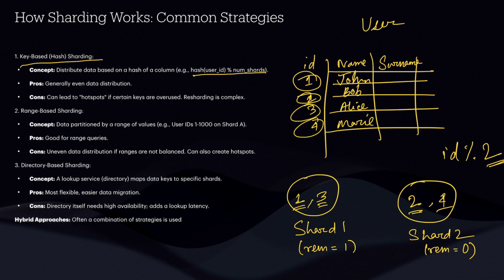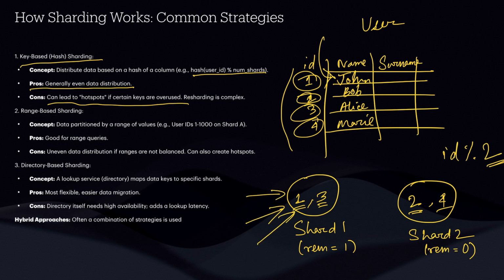Going by the pros, generally even data distribution, because we hash the keys and statistically that tends towards even distribution, but it can lead to hotspots. Let's say I query for the user John more. In that case, because user 1 is in shard 1, many more requests come to shard 1 compared to shard 2. So what happens is that shard 1 becomes overutilized in terms of resources, whereas shard 2 is underutilized. And that is not really good from a cost perspective.